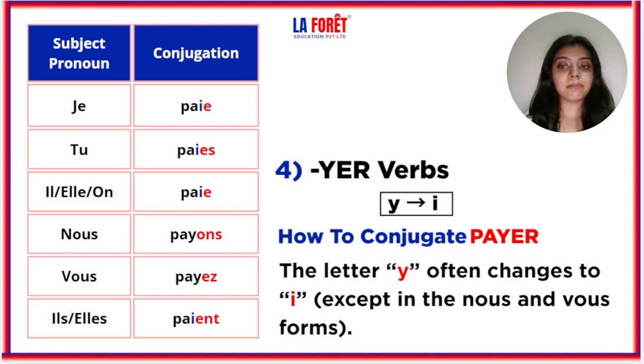Now how to conjugate payer? Payer is to pay. The letter Y often changes to I. Like I've already told you, we have used E here in place of Y. Except in the nous and vous forms. In nous and vous forms, Y will remain. So this is the difference in this.